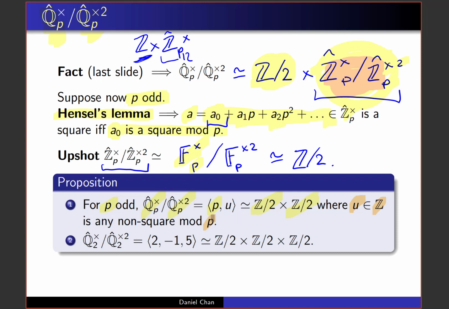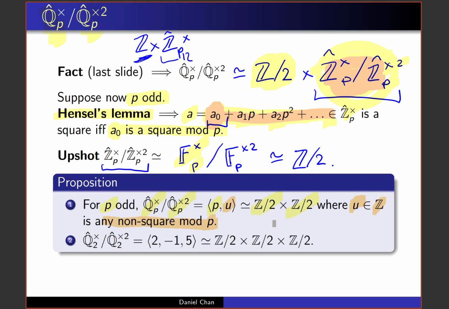And then what you want to generate this, remember, is that when you look at it inside Q hat P, so you take the base P expansion of it, you want to make sure that this term here is not a square. So in other words, U is any non-square mod P. So that's the other generator. And there are your two generators for this two torsion abelian group.